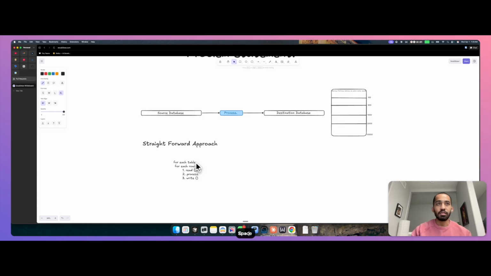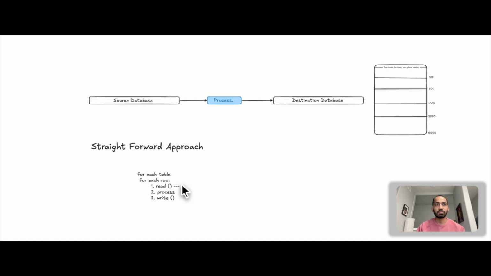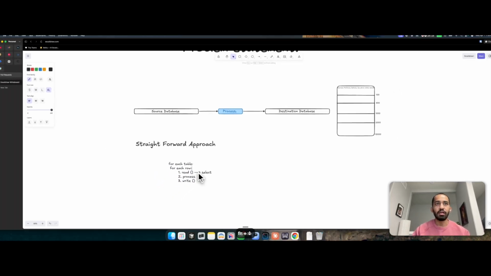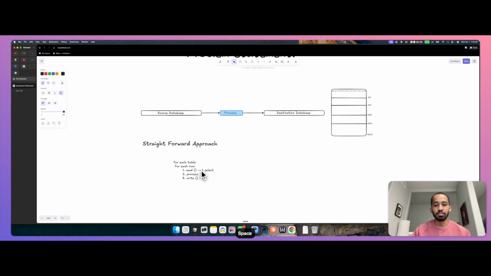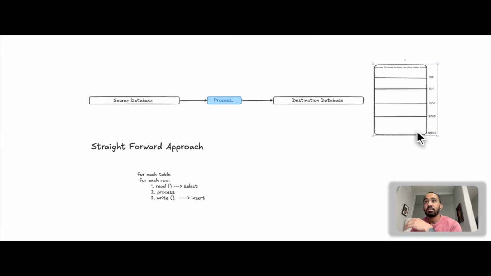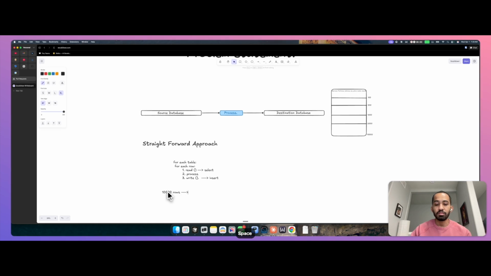Read is basically, in a simple Postgres or MySQL, a select statement, and this is where you can process, and this is an insert statement. This would work absolutely well. For example, in this case, we have 10,000 rows, which means for 10,000 rows, we are doing this 10,000 times. This is one full cycle for one 10,000 rows table.